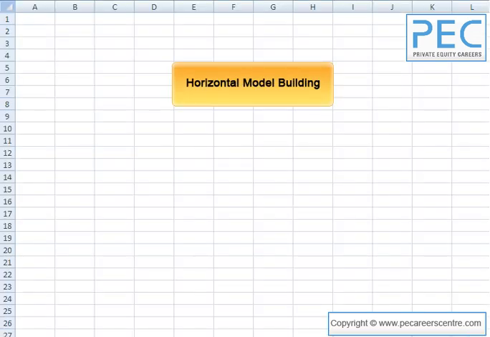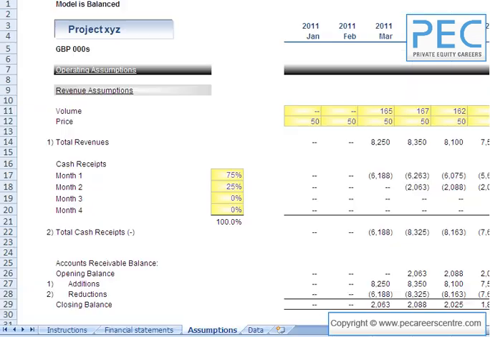Horizontal model building. A model should be built horizontally. This means that every assumption should be complete with all the entries into the financial statements. For example, once you have calculated the revenue line, think of the balance sheet account that is related to revenues. This account is accounts receivable or advanced income.